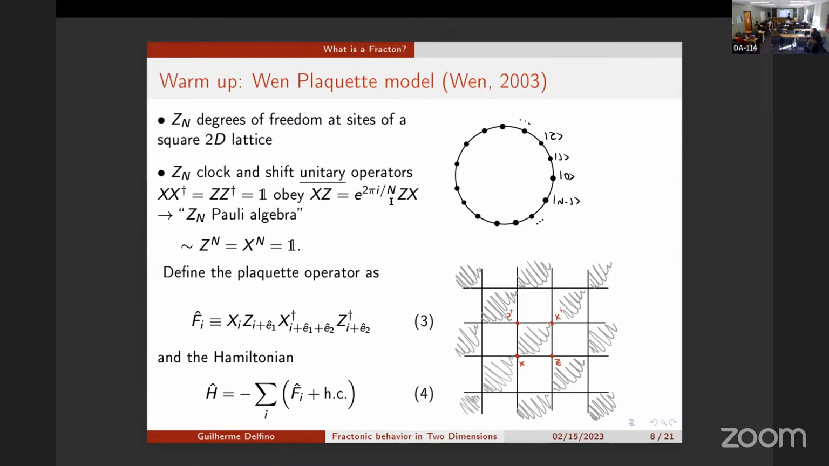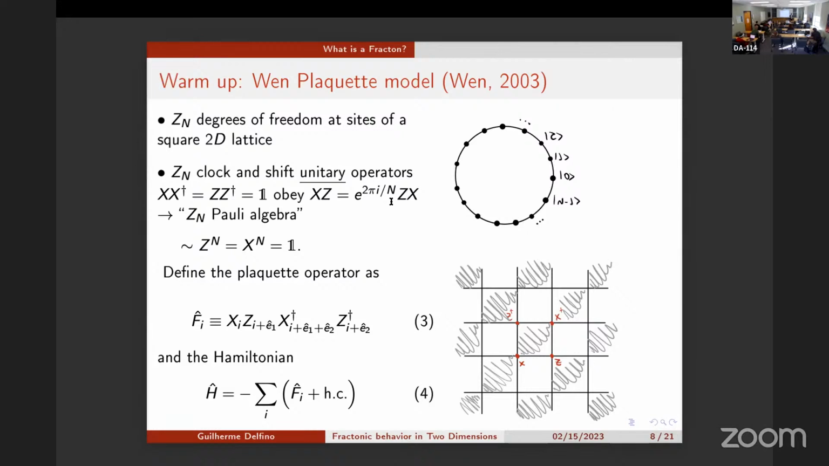Now that we know these operators, we can define the Wen plaquette model. The Wen plaquette model is just a sum over every site i of your lattice of this plaquette term F_i. And this F_i is simple: it's just X Z X dagger Z dagger, and you have this for every plaquette in your lattice, for the black plaquettes and the white plaquettes.